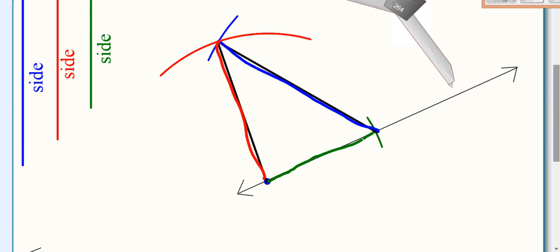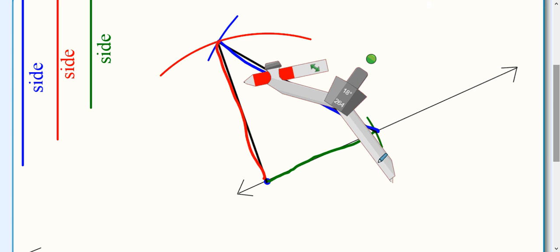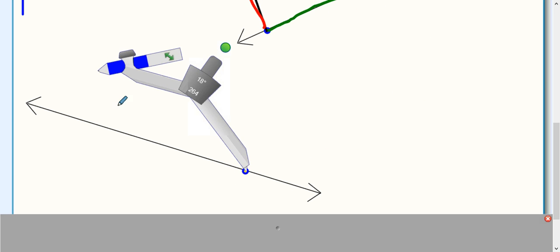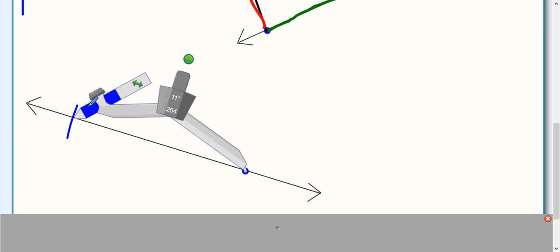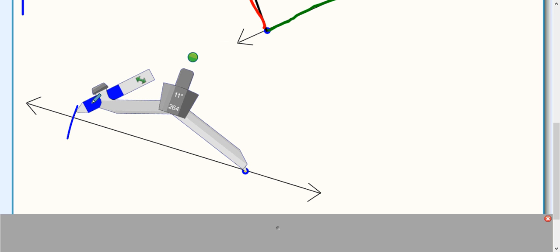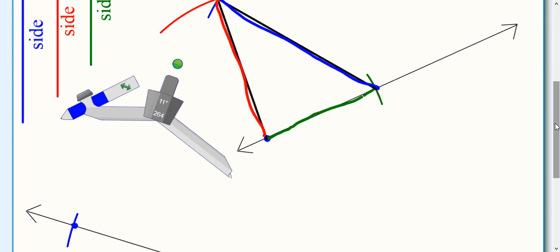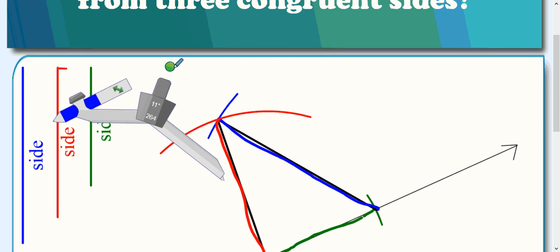So I started with the green one last time. This time, start with the blue one. I'm going to put the blue segment on this line first. Try to do backwards. So there's our blue segment. From one of those two endpoints, we'll do one of these two sides.